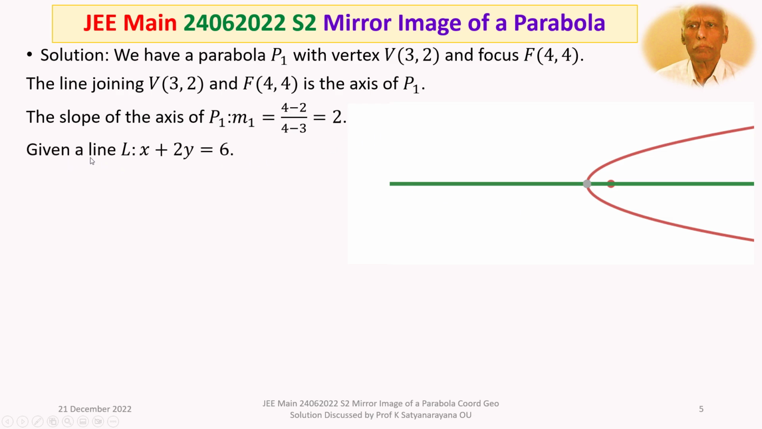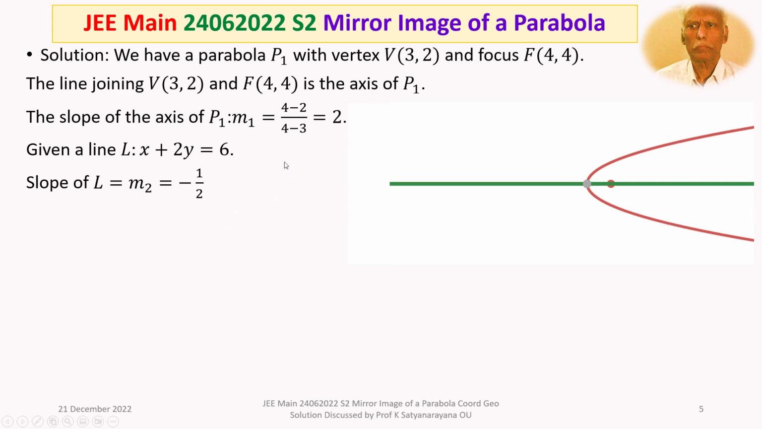And we are given a line L whose equation is x + 2y = 6. The question is where this line lies with respect to the axis. So we see the slope of this line L, let us say M2. The equation of L can be written as y = minus x by 2 plus 3. Therefore M2 will be minus 1 by 2.